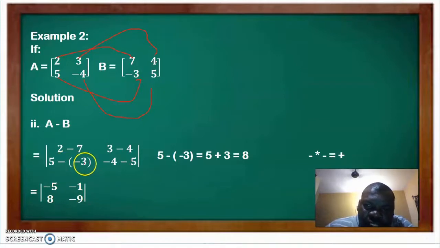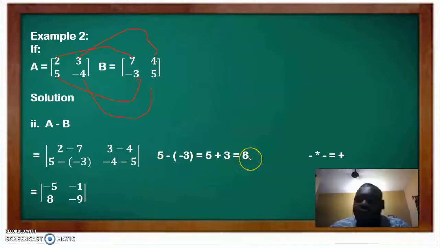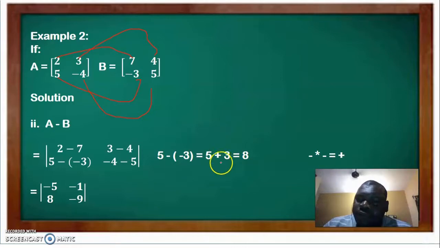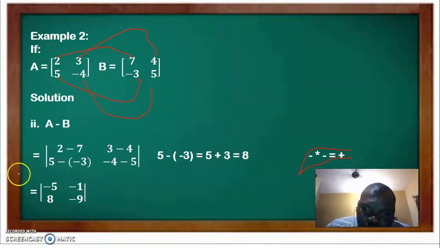5 minus 3, we have a bracket there. So minus times minus is equal to plus. So 5 minus minus 3 is equal to 5 plus 3, which is equal to 8, since minus times minus gives us plus. Then minus 4 minus 5 gives us minus 9.